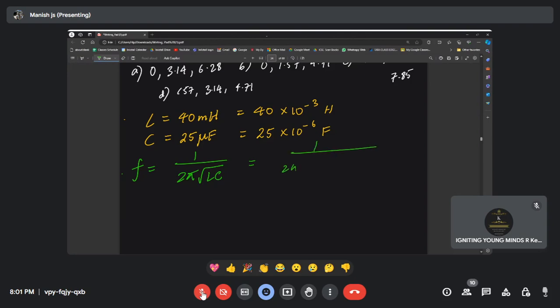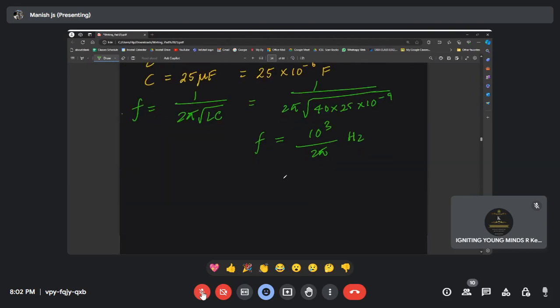It's 1 upon 2 pi under root L into C. So I'm substituting all the values: 40 into 25 into 10 raised to minus 9. If I simplify this, I will get 10 power 3 upon 2 pi hertz as the frequency. This is what you will get when you go for simplification. The 2 pi I'm not disturbing as of now, I'm keeping it as 2 pi itself.